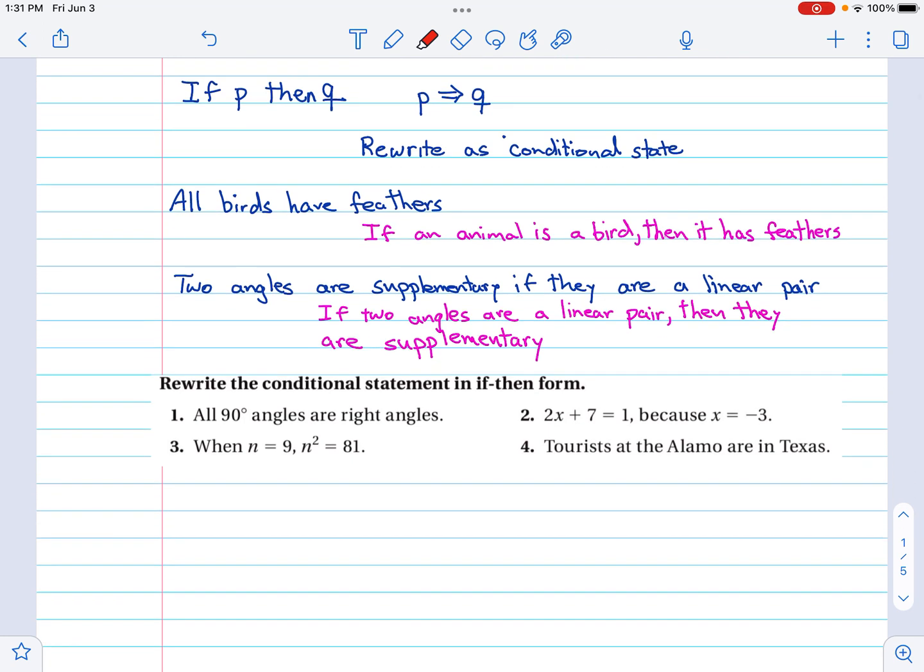Now notice this next one. It says, two angles are supplementary if they are a linear pair. Now we just want to write that as a conditional statement. There's not a specific way to do it, but you need to communicate the same information with if-then. So what we do here is we say, if two angles are a linear pair, then they are supplementary. So that's one way that you could write that statement as a conditional statement.